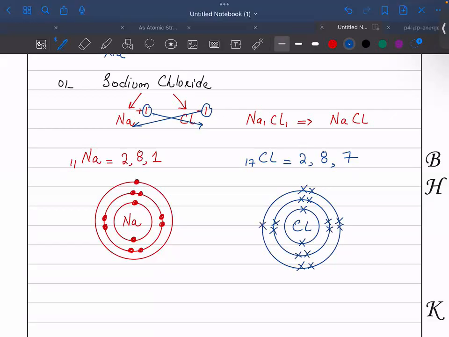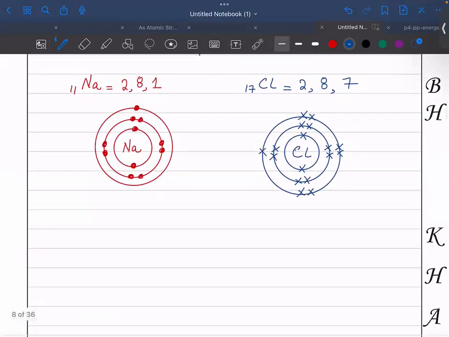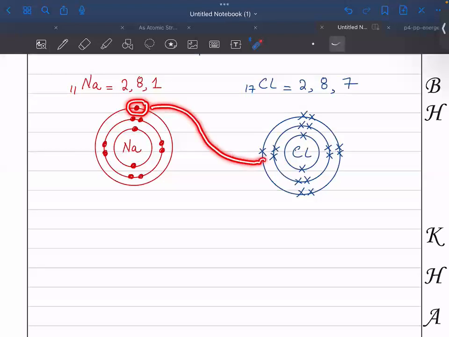So both of these atoms are not stable. What happens then? Sodium, in order to get stable, loses its 1 electron from its valence shell. ये जो आखिरी वाला इलेक्ट्रॉन है, और ये इलेक्ट्रॉन जाके क्लोरीन गेन कर लेगा. तो सोडियम भी स्टेबल हो जाएगा, क्लोरीन भी स्टेबल हो जाएगा. But in doing this process, sodium will form a sodium +1 ion and chlorine will form a Cl negative ion. देखो क्या होगा.